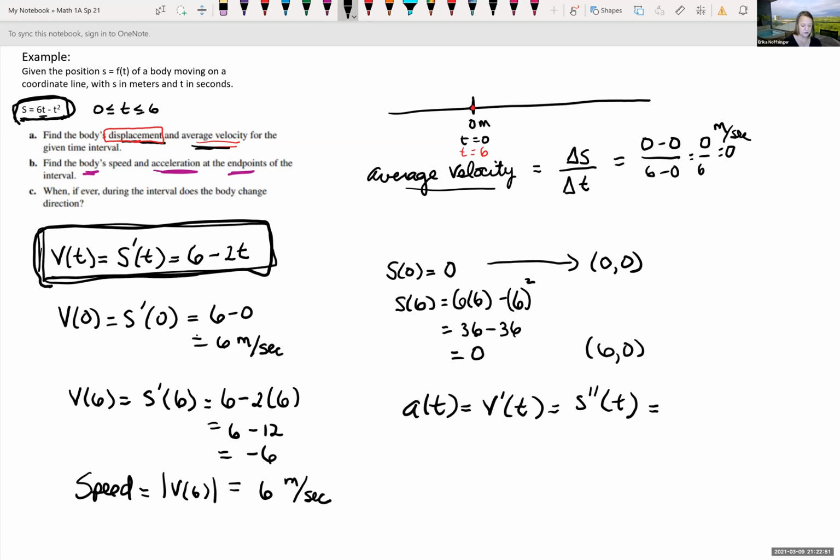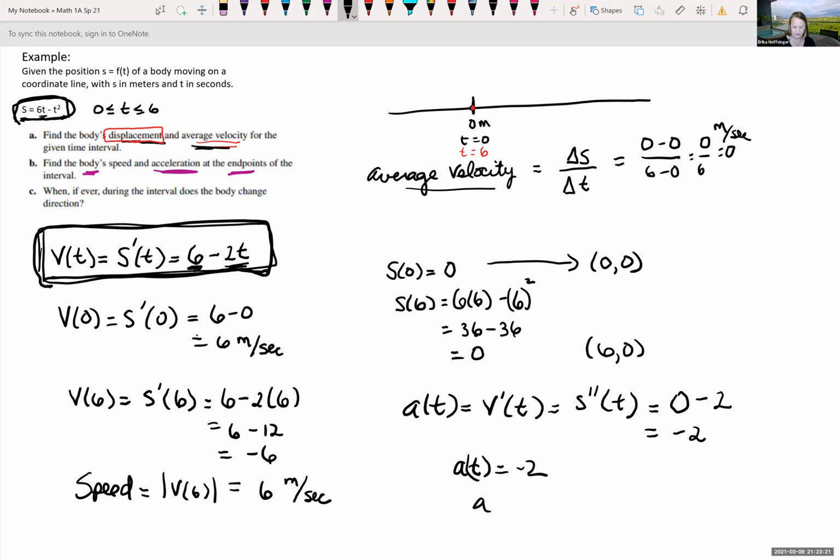And so taking the derivative of this velocity, this is equal to the derivative of our constant 6. Well, the derivative of a constant is 0, minus the derivative of 2t. So the derivative of 2t is 2. So this is equal to negative 2. Looking at this, I notice there's no t value left. My a sub t is equal to negative 2.